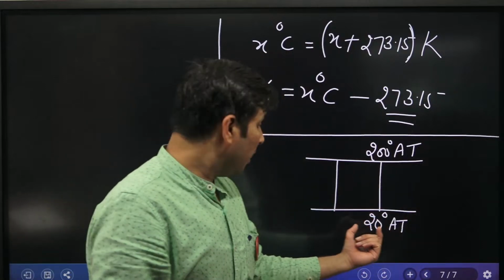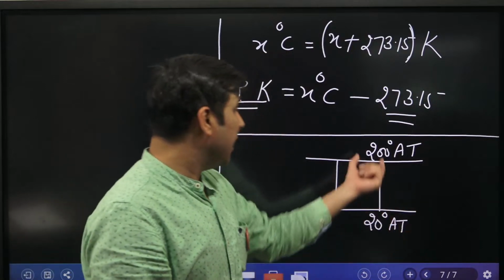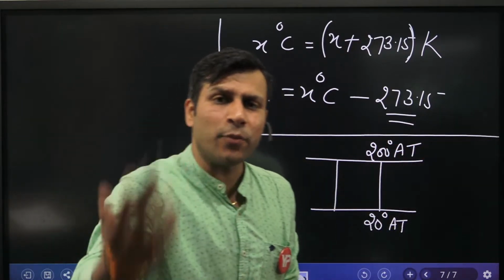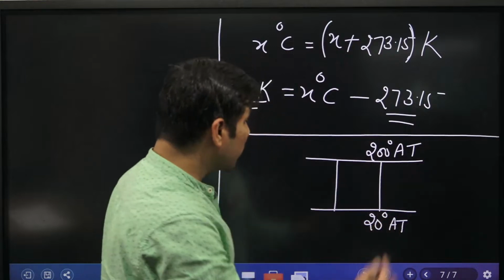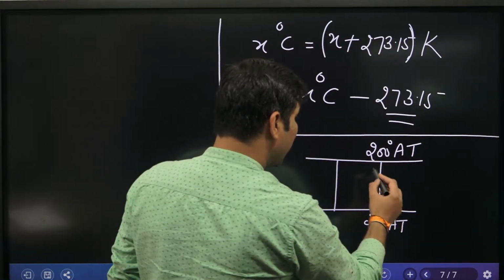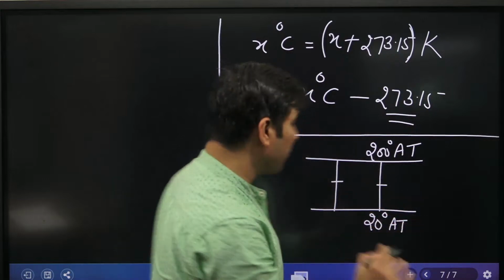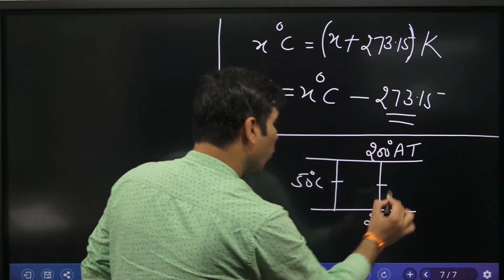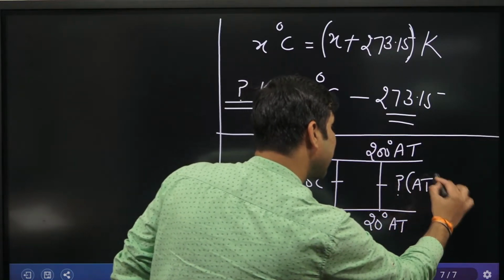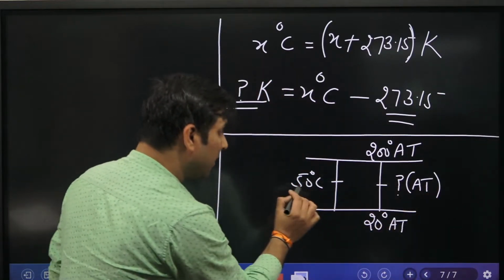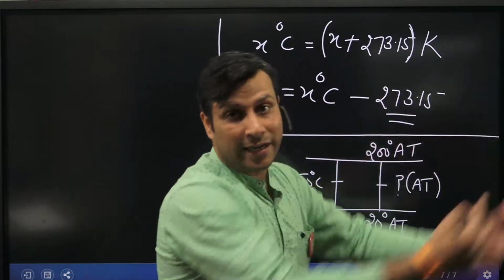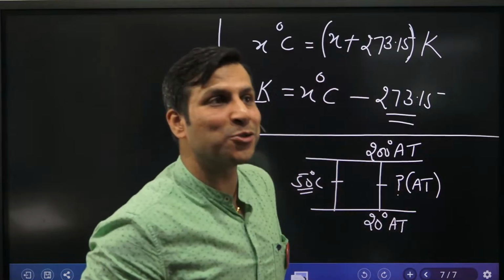So Ashutosh Tiwari is keeping the ice point as 20 degree A, and the steam point at 200 degree A. What type of question can be asked? He can ask you what reading you will get on the A scale when the temperature is 50 degrees Celsius. Get your point? If in a mercury thermometer you have a reading of 50 degrees Celsius, what reading will Ashutosh Tiwari get?